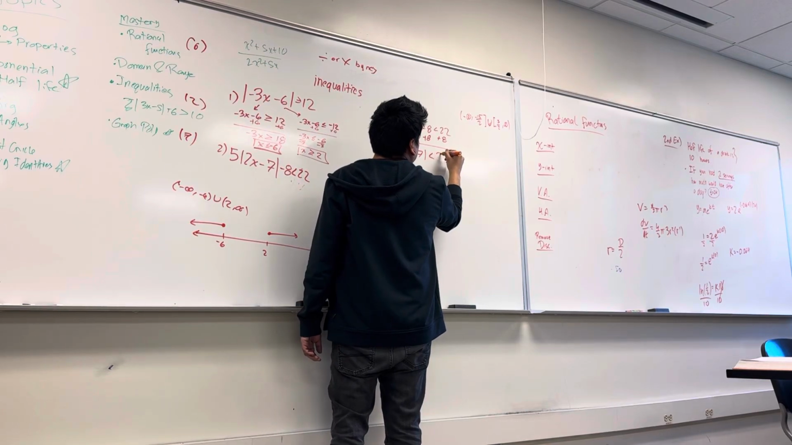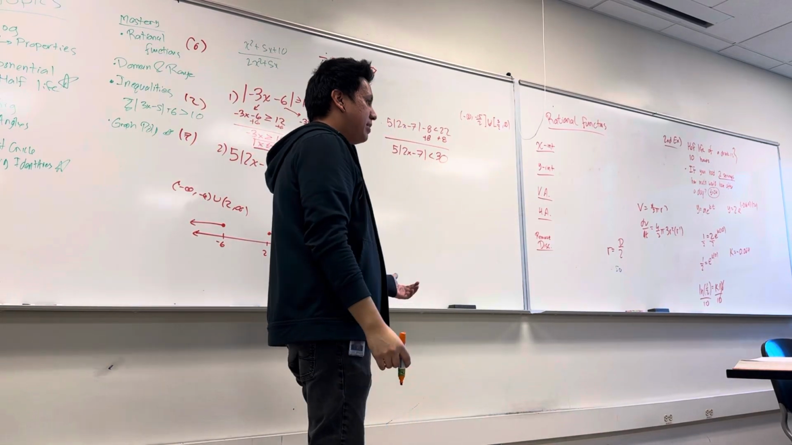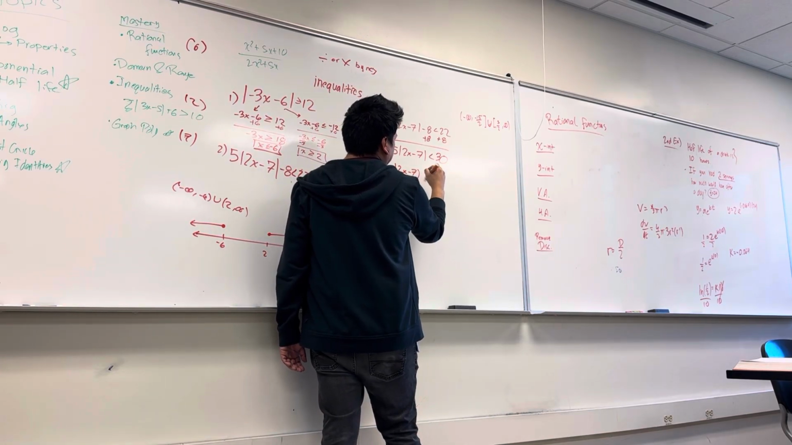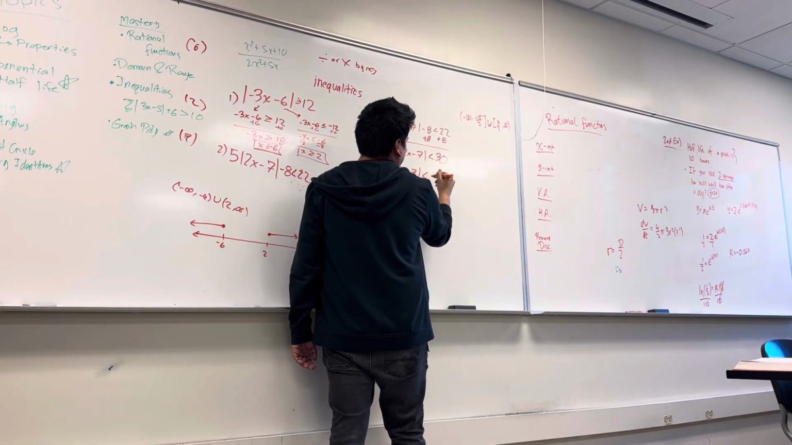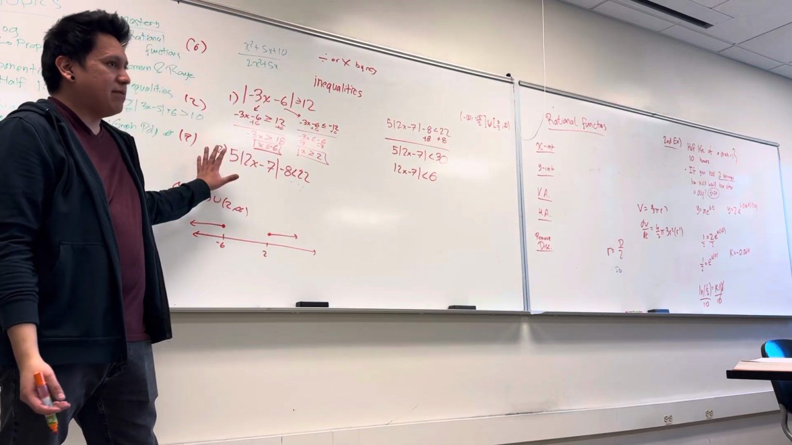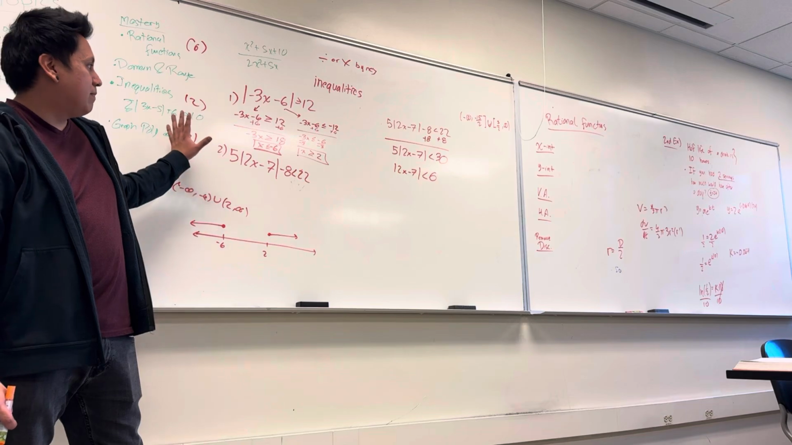7. That's a 30. And then from here we can divide by 5 to end up getting our 2x minus 7 is less than, I'm going to say, 6. And then from here we treat this the exact same way as we do all of the ones that we've done here.